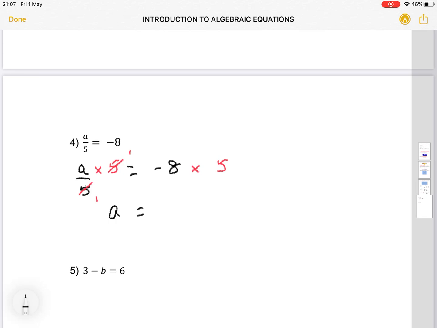Now, in front of the 5, there is a positive. So, negative times a positive, the answer is negative. 8 5s are 40.